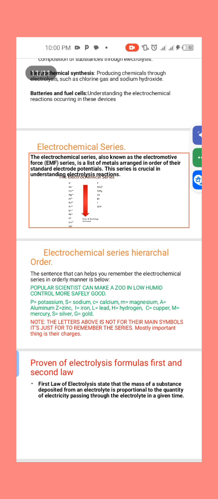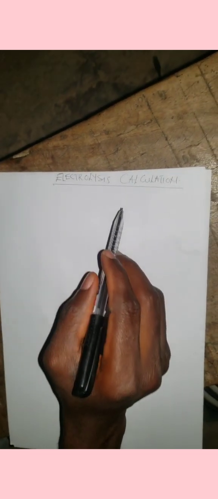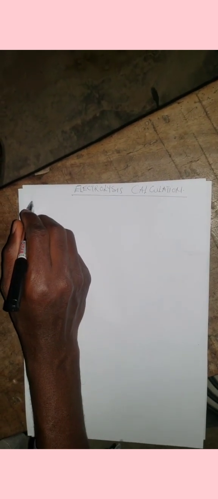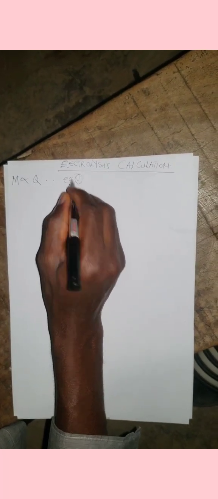Now let's look at the proving of the first law. Good day, class. We'll be looking at the calculation under electrolysis today. The first thing is that we want to put a formula for the first law. From the first law, we know that mass is directly proportional to Q, and we can call this equation 1. To break this proportion sign, we can introduce the constant by saying M is equal to ZQ.